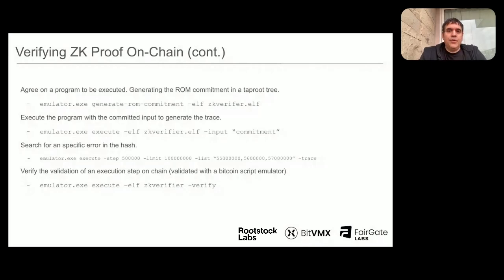At a later time, when the input is received, the same emulator allows executing this binary with the input provided. And in case of dispute, it also allows searching for the specific step on the trace that may contain the error, and tries to find that step. Also, in parallel, any of these steps can be used to validate the execution on chain. I mean, on chain in this case will be done in a Bitcoin script emulator. That is also a functionality of the emulator, but of course, then the Bitcoin transaction will be put on the Bitcoin chain.